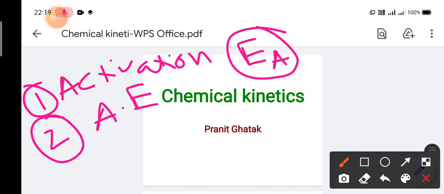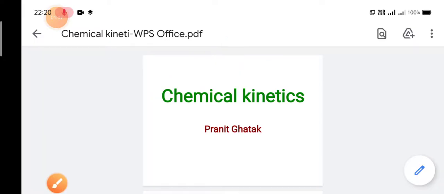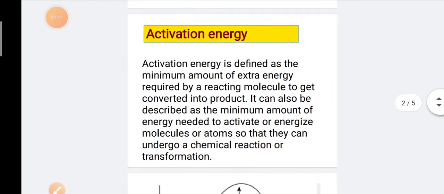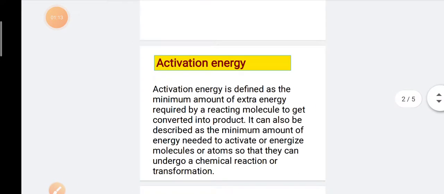Okay, the next day as well we will do some numericals of this chapter so that we get a clear picture of this chapter as well. Okay, so let's begin. Here the first topic of the day is activation energy.